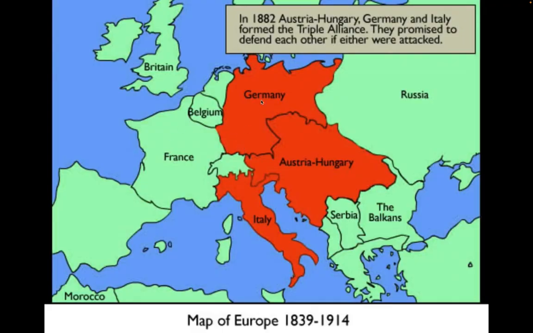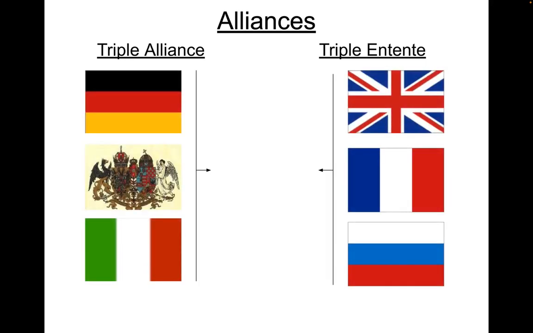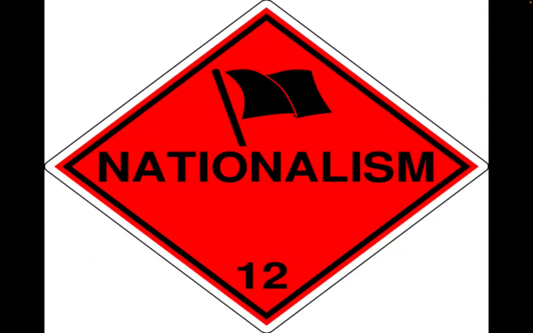So again, we have the three countries here, Germany, Austria-Hungary, Italy, and then we have France, Russia, and Britain. They're not necessarily promised to help each other, but together they encircle Germany and Austria-Hungary. So that's important to notice. Okay, so again, we have these alliances. They're going to go to war with one another after the assassination.